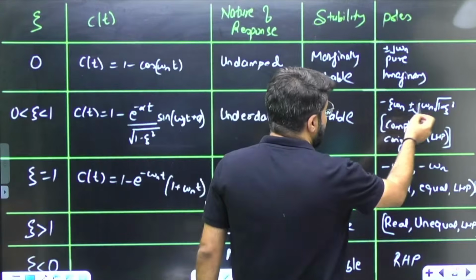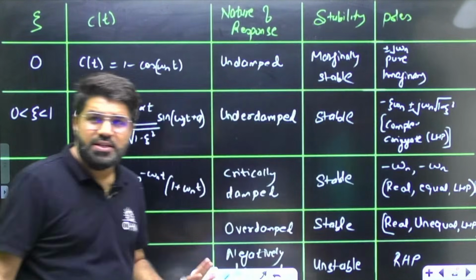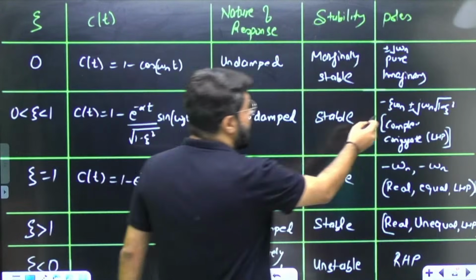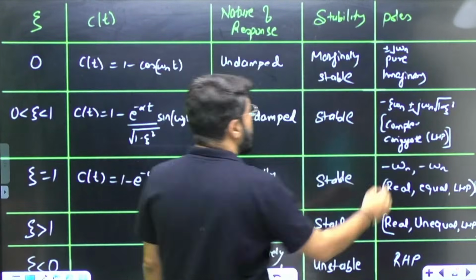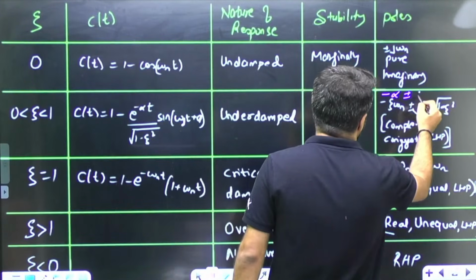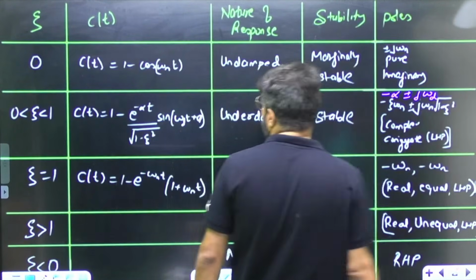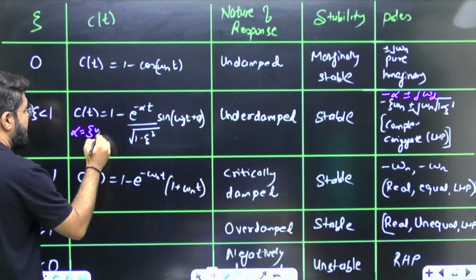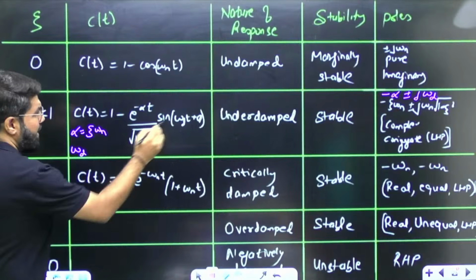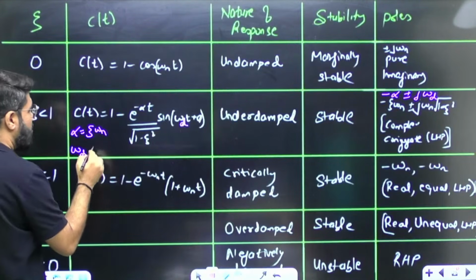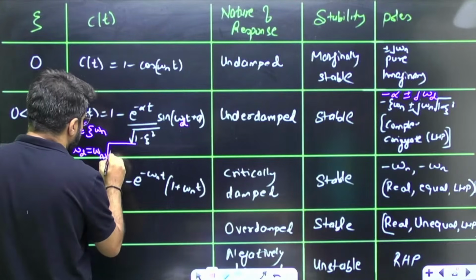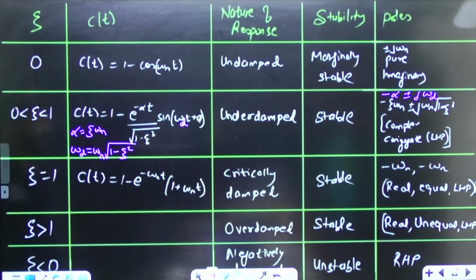And the roots, the poles, are complex conjugate lying in the LHP, which are of the form minus zeta omega n plus minus j omega n under root 1 minus zeta square, or you can also remember minus alpha plus minus j omega d, because that is what alpha is. Here in the expression also, alpha that is coming is zeta into omega n, and omega d is omega n into under root of 1 minus zeta square.